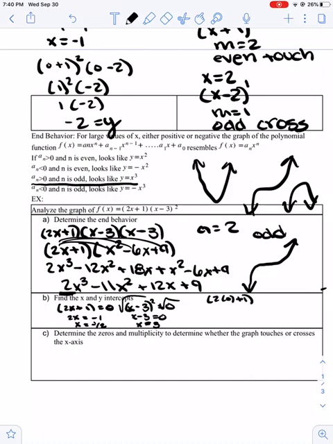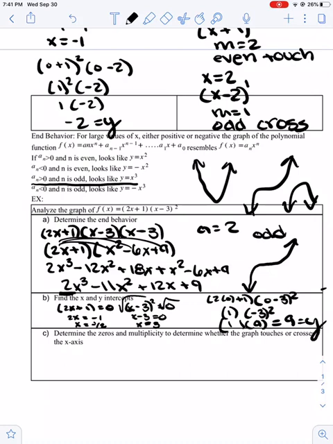2 times 0 plus 1 times 0 minus 3 squared. So that is 1 times negative 3 squared, which equals 9. Which equals 9 times 1 is 9. So that's the y-intercept. Lastly, we're determining the multiplicity.